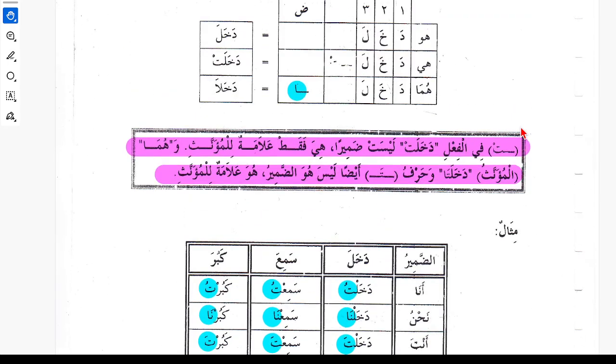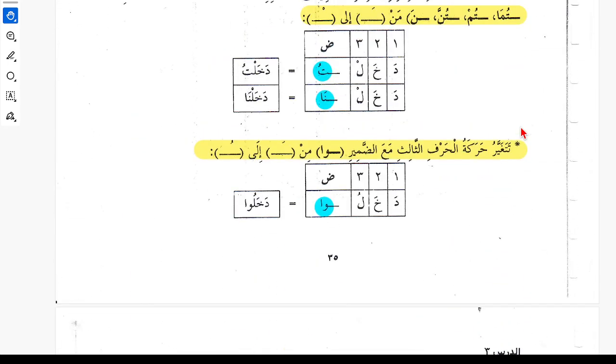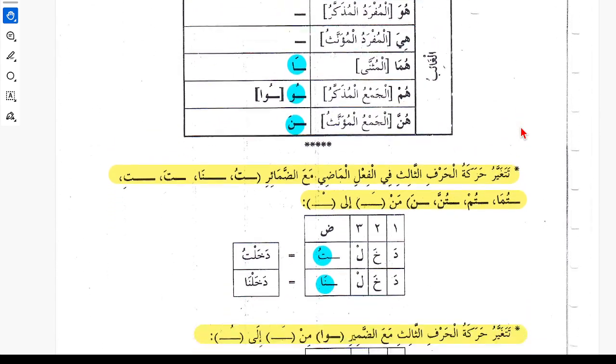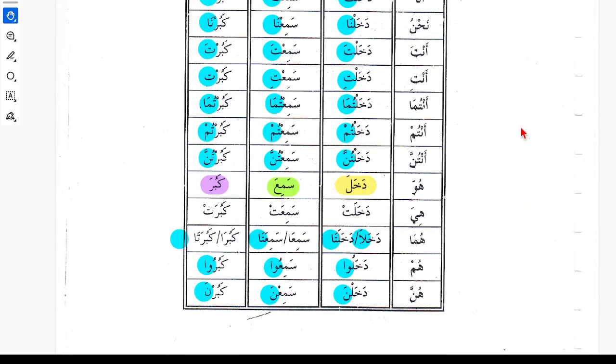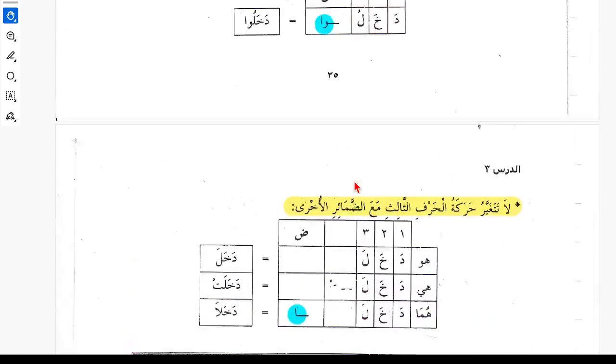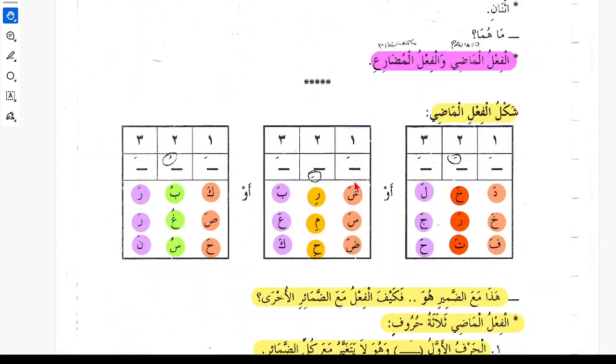Okay, so now if you apply all these principles, let's review those examples. I will start from the third person: huwa, hiya, huma, hum, hunna. So huwa, dakhala. Let's look. The three examples are given, one from each table: dakhala, samiya, and I think the third one is kabura.